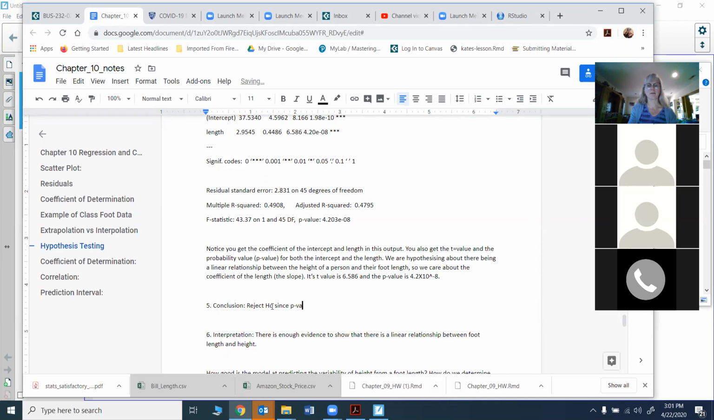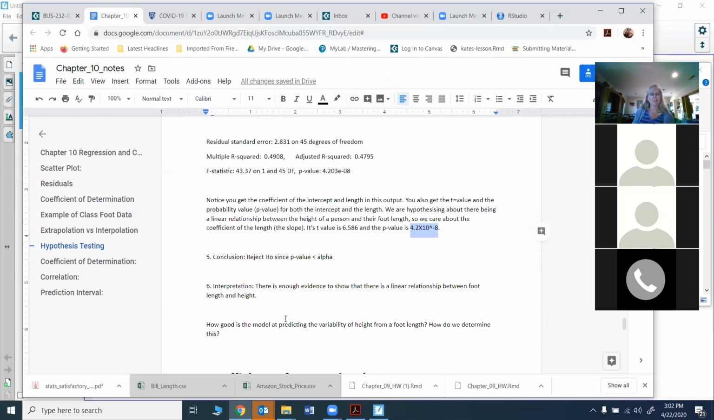Since my p-value is less than my alpha. And that's all that alpha is for. That alpha is to tell you, is this value small or not? That's its whole purpose, is to just say, this is a small number or not a small number. And that's obviously a small number. And when you reject H0, then there is enough evidence to show the question you want to ask.